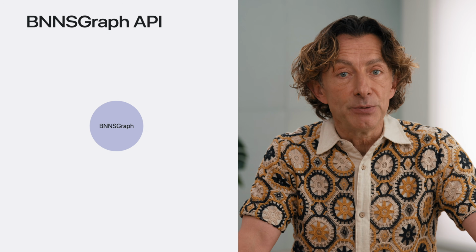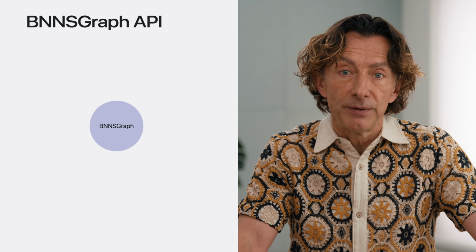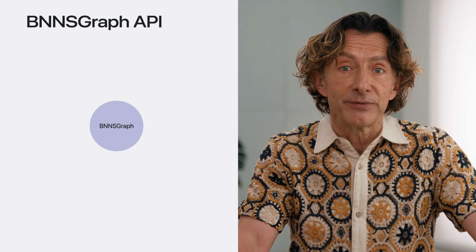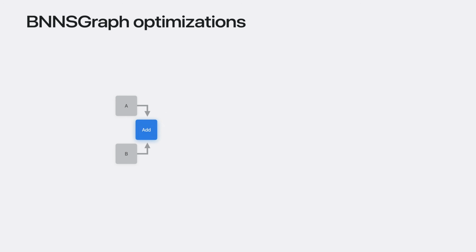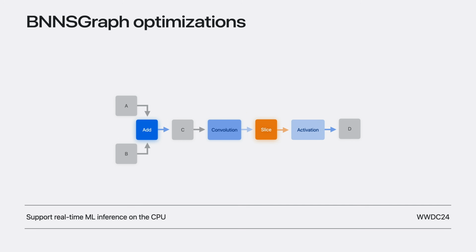BNNSGraph takes an entire graph that consists of multiple layers and the data flow between those layers, and consumes it as a single graph object. For you, this means you don't have to write the code for each individual layer. Furthermore, you and your users will benefit from faster performance and better energy efficiency. Because BNNSGraph is aware of the entire model, it is able to perform a number of optimizations that were not possible before. These optimizations reduce execution time, memory usage, and energy cost. And even better, they come for free.